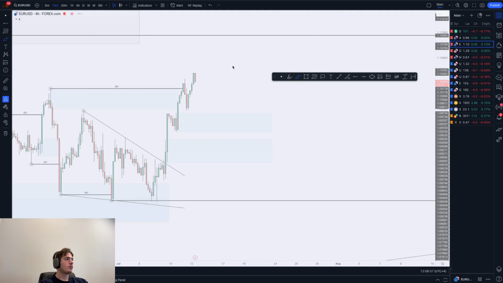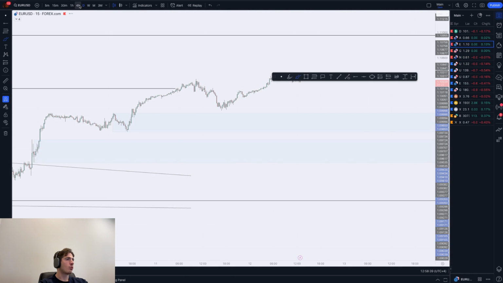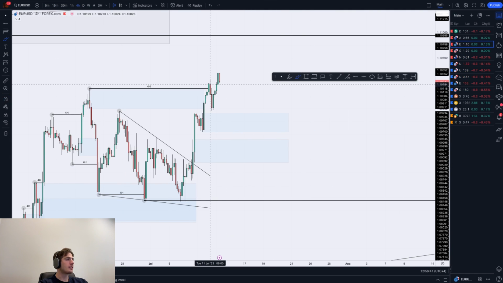Of course, if you look at it again from a 4-hour perspective, you could also classify this as a demand zone. For me personally, not high probability enough. This is a significant zone over here. Why? Because it took out this structural high. This over here, significant zone. Why?